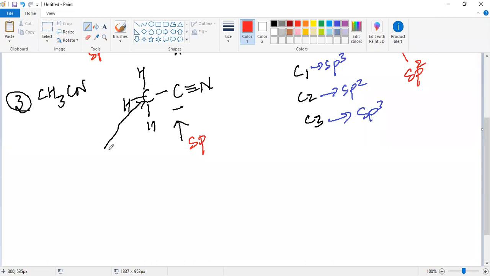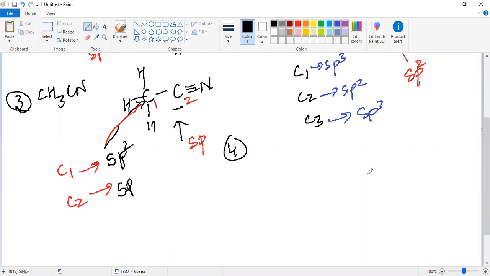What could be the hybridization for this carbon? I need the answer from you, my dear students. sp3. Very good. So C1 will have the hybridization. What should I write here? Come on, speak up. sp3. Very good. And what should I write for C2? sp. Very good.